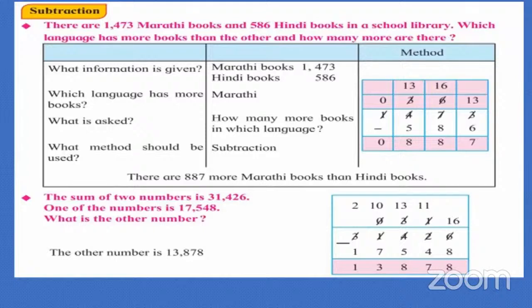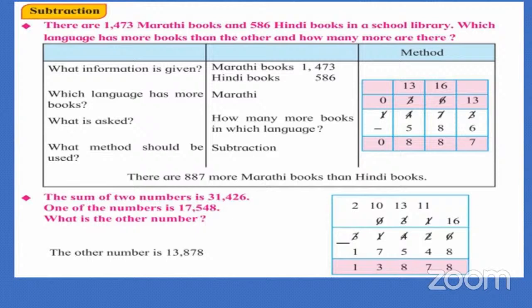Which is that next number? That next number is 7. So we'll borrow 1 from that 7. So that 7 becomes 6 and that 3 will become 13. So now 13 minus 6, what will be there? 7. Very good. 13 minus 6, 7 will be there. And here it has become 6.